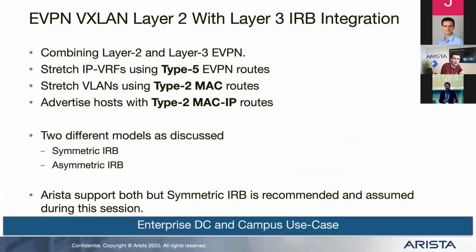Then finally, we can combine all of this if we want to, and this seems to be the most typical deployment scenario today: combining layer 2 with layer 3 and using what we call integrated routing and bridging. So integrated routing and bridging allows us to stretch the IP VRFs using the type 5 routes. It allows us to stretch VLANs using the type 2 MAC entries. And as mentioned, we're able to advertise this MAC to IP binding using a type 2 MAC IP route. So we can gain ARP suppression, and we can gain this.